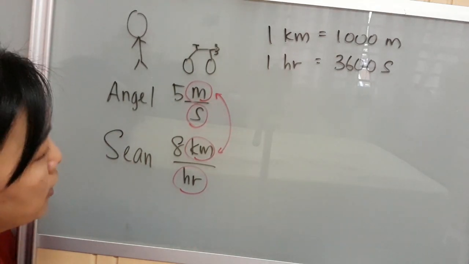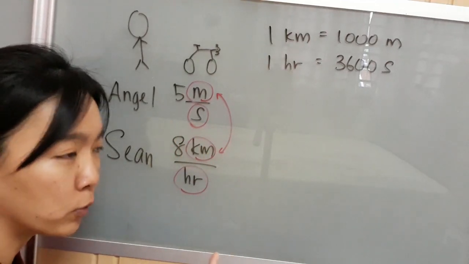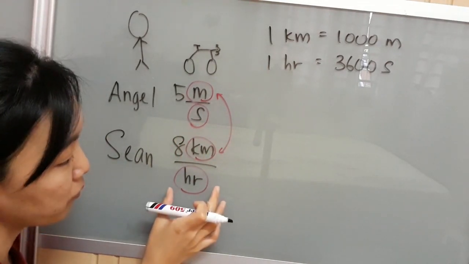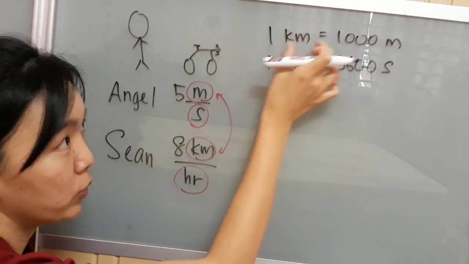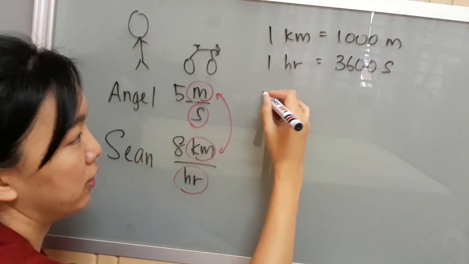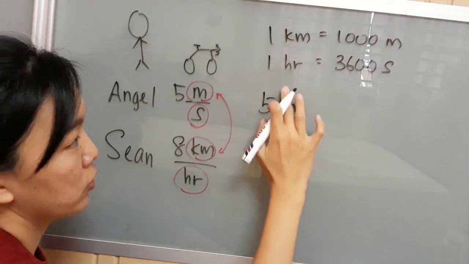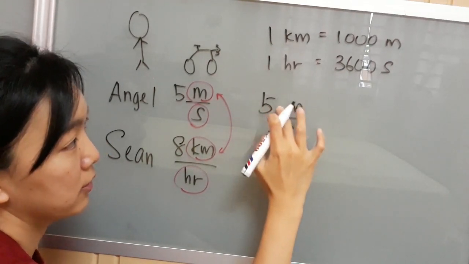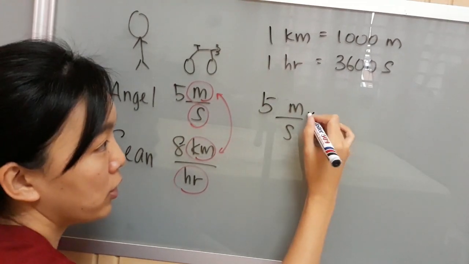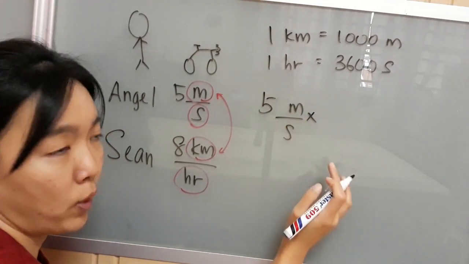So perhaps I can change this one to this one. Why? I always like to change from the bigger units to the smaller units. It is easier for me. So let's look here. Angel's speed is 5 meters per second. Then I'm going to change it to km per hour.